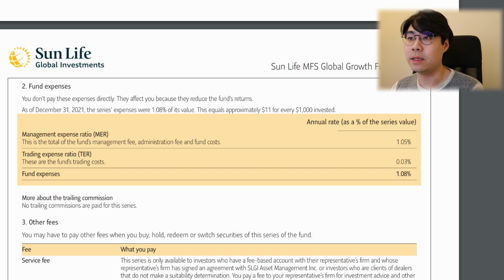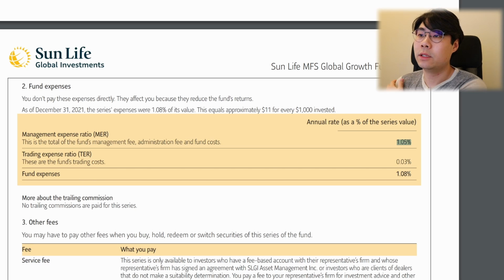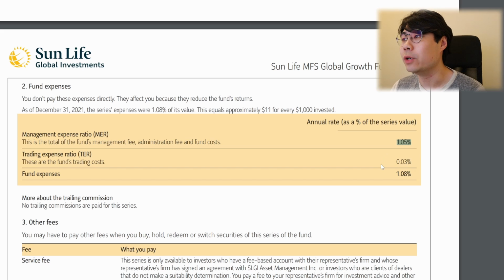The second is the fund expenses. So again, the reoccurring annual expense. It is in total 1.08%. Compared to the previous one, this is almost half. The first one was 2 point something, right? And if we break it down, we see that the amount paid to the manager is 1.05. They have a slightly higher trading cost, but this does not really matter to us.